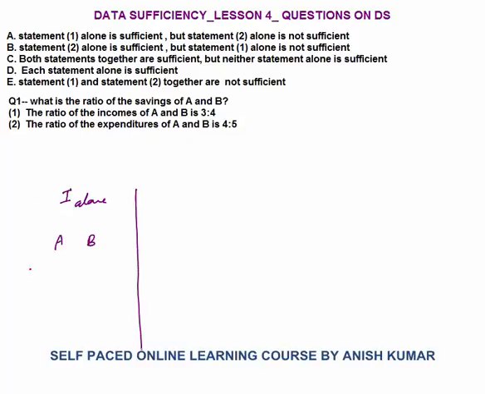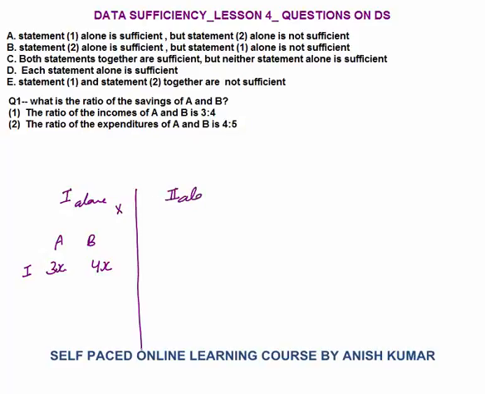A and B, there are two persons. Income are in the ratio 3:4. So can I say that income will be 3x and 4x? Now I can't determine the saving only from income. I need expenditure. So one alone is not sufficient to answer the question.